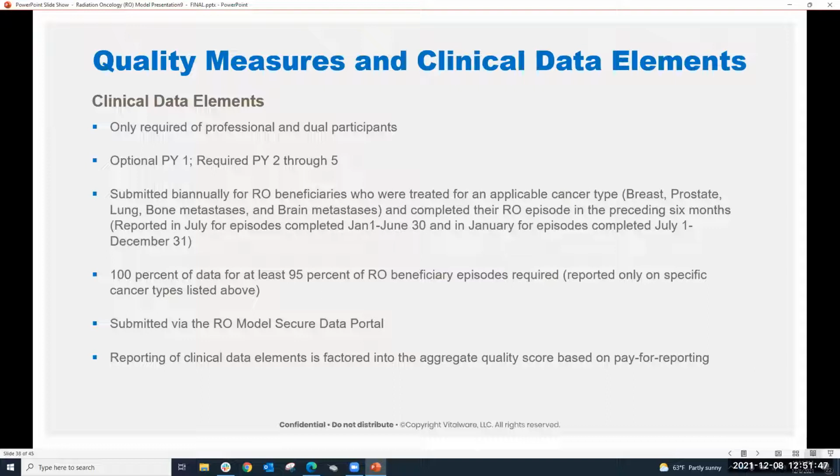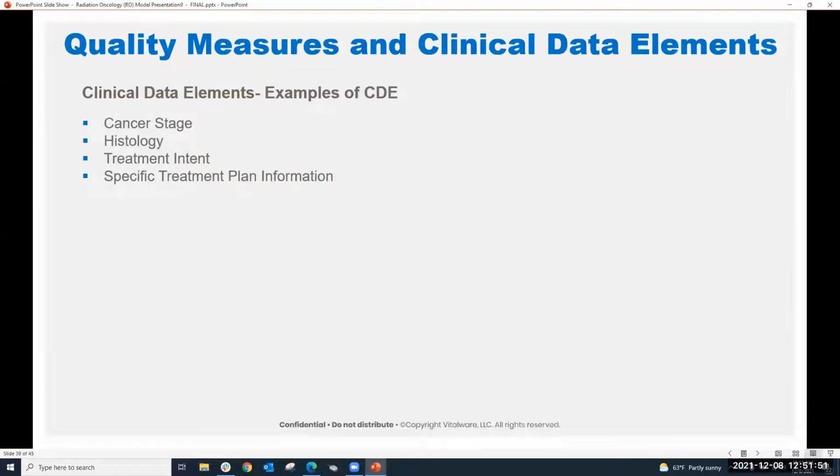So here are some examples of some of the clinical data elements that you would be expected to provide. And there are more, but this just kind of gives a summary of the types of things you'll see. So the cancer stage, histology, treatment intent, and specific treatment plan information.